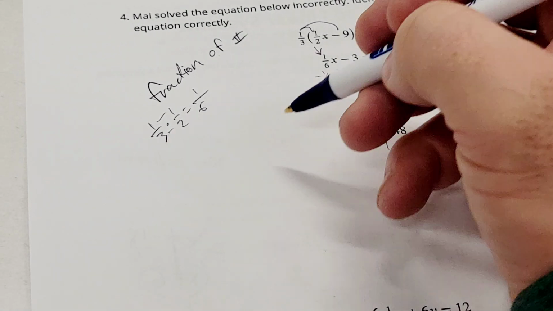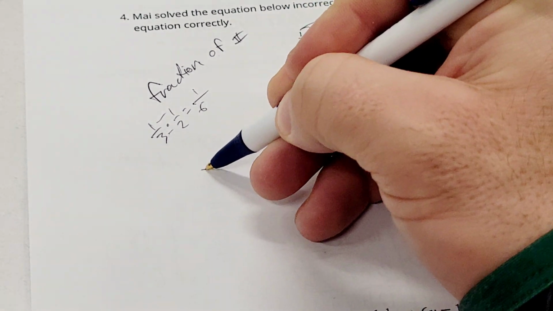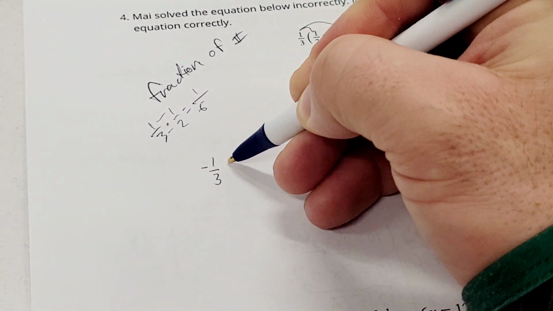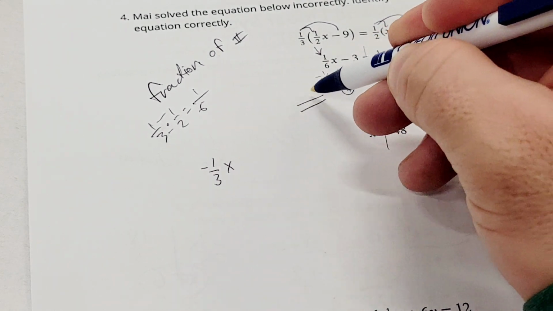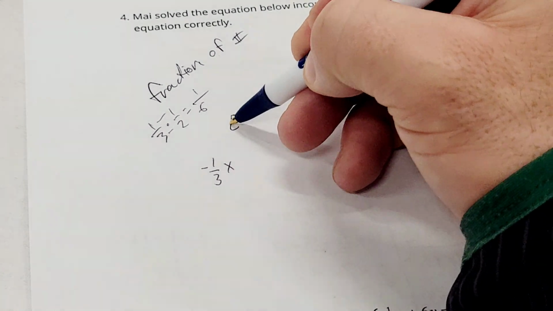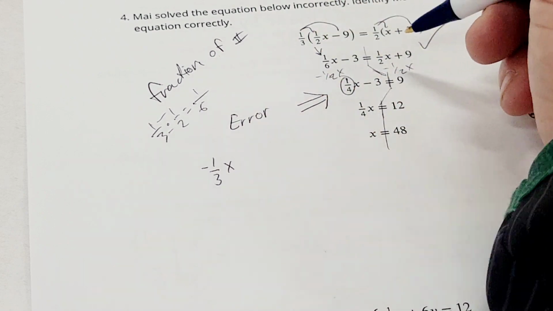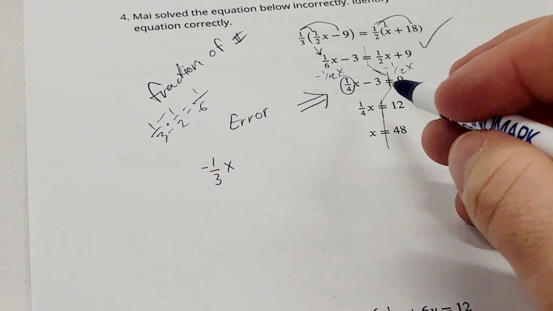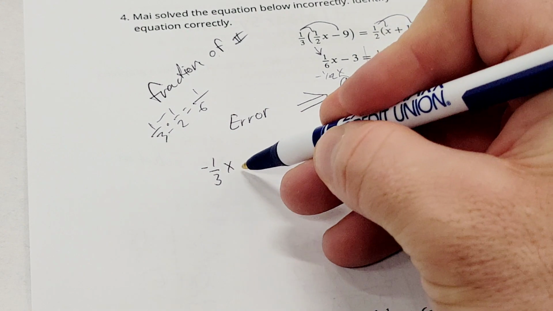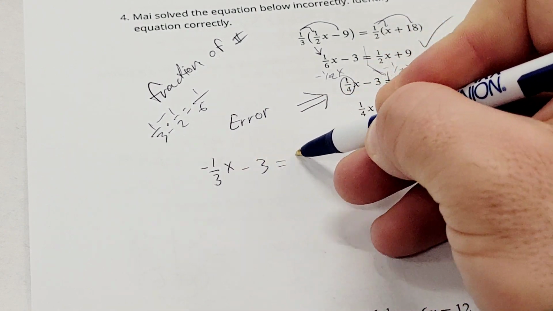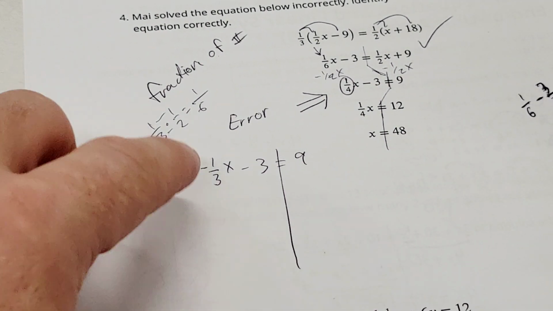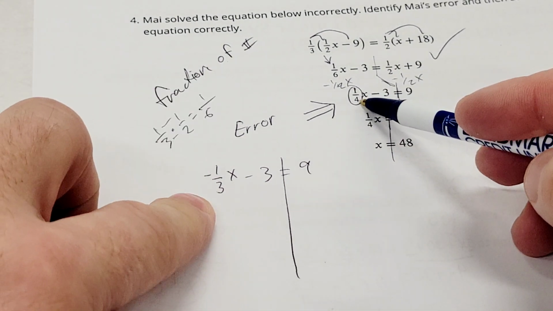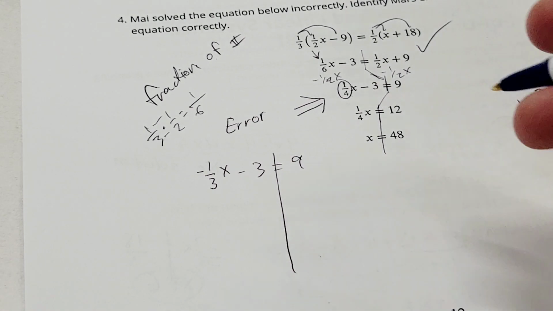So I'm going to jump down. I'm going to rewrite this with the correct fraction I got. Okay, and I'm just going to, right now, put a big arrow here that's the error. Okay. Negative 1/3 x minus 3 equals 9. Okay. And then I have to follow through because I found the error. 1/4 is supposed to be negative 1/3, and I should be able to continue on from here.